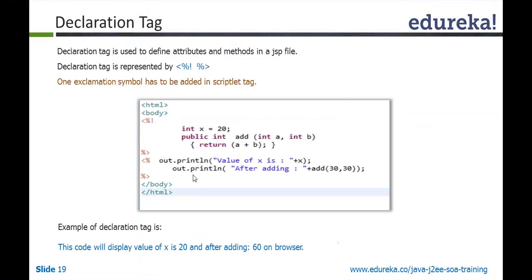So this is about the declaration tag. The declaration tag is used to define the attributes and methods in a JSP file. It is represented by the scriptlet tag plus an exclamation symbol added to it, and the code will display 200 and 36 on the browser, the same example I have taken.